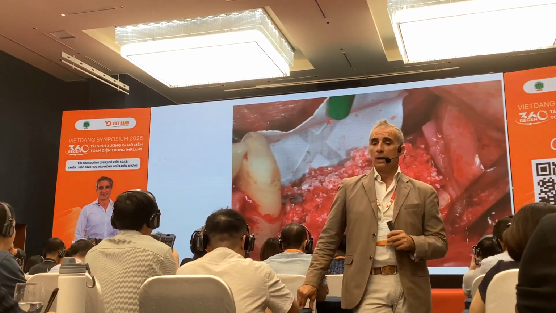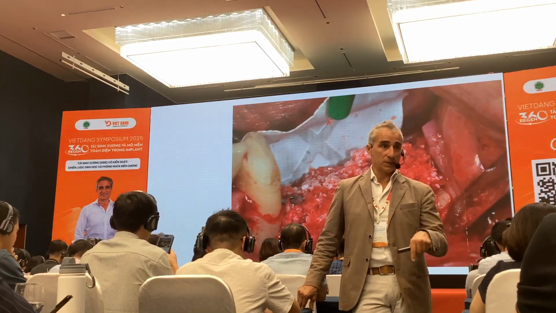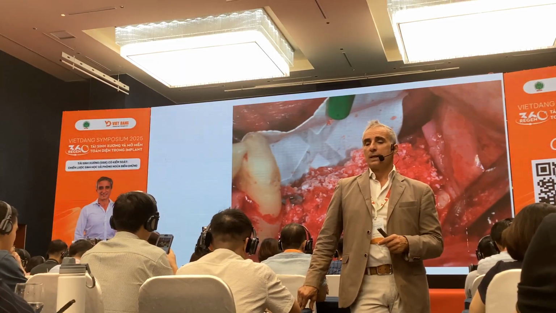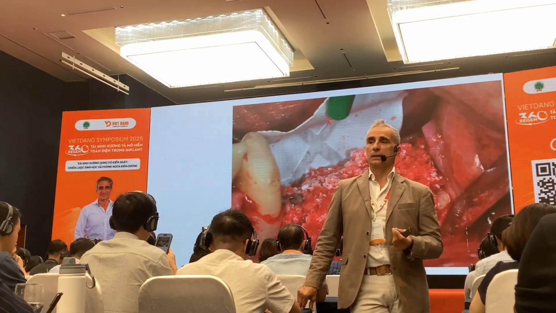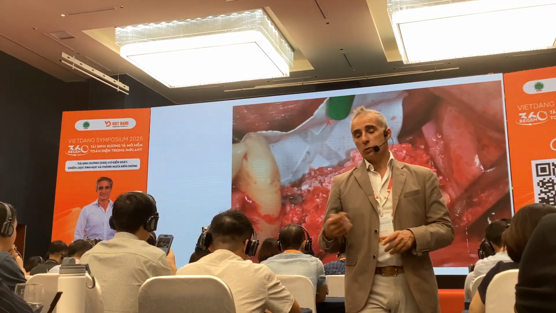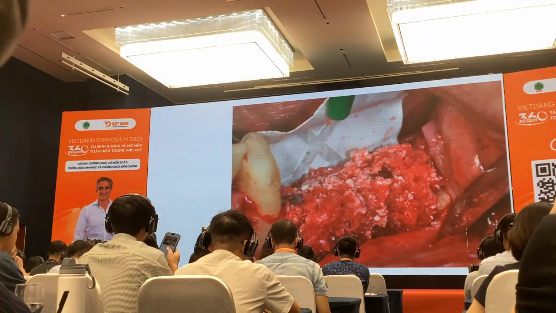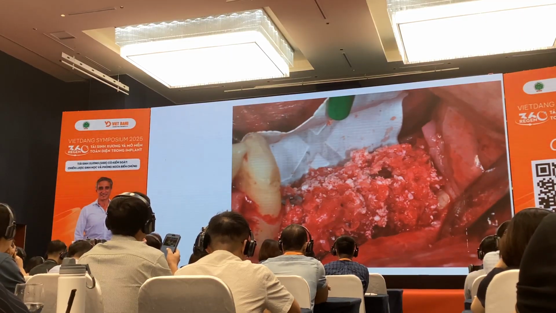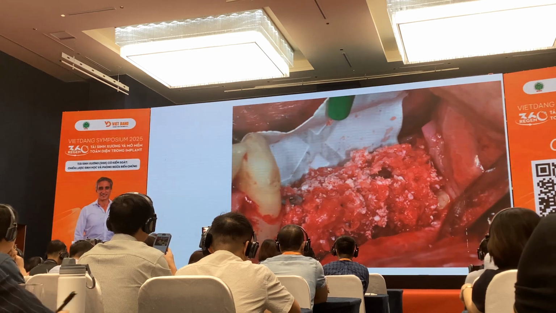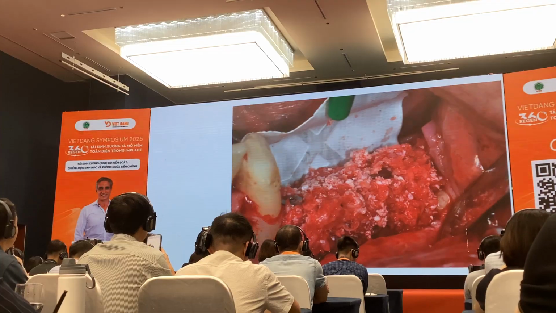Autogenous bone, harvested with a scraper, a self-scraper, in the same zone, and then 30–40% of xenograft material. Bovine, porcine, the behavior of this biomaterial is similar. We don't have particular differences between these materials. The presence of autogenous bone is important.